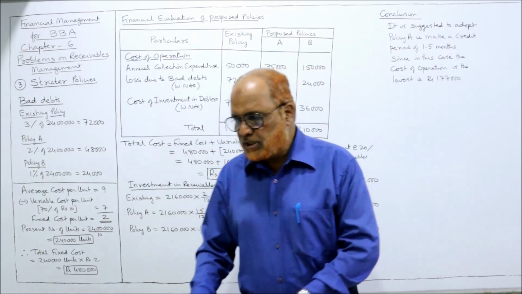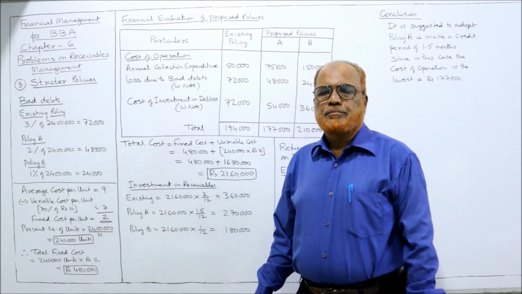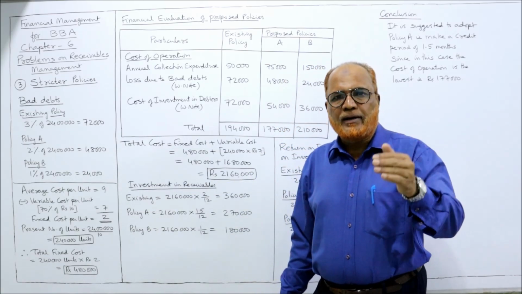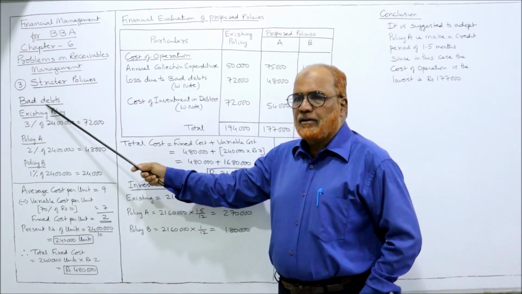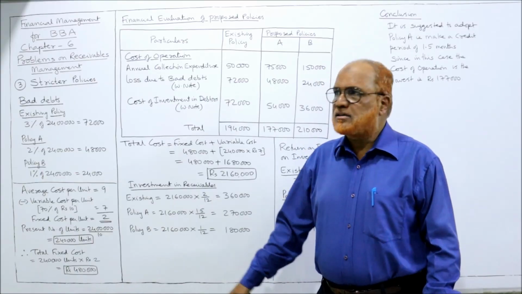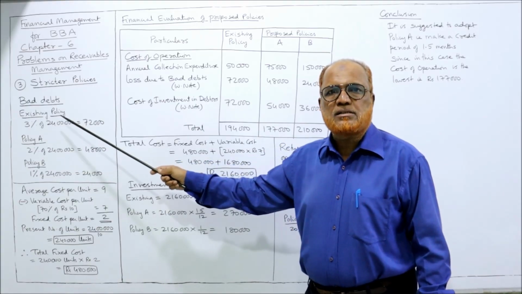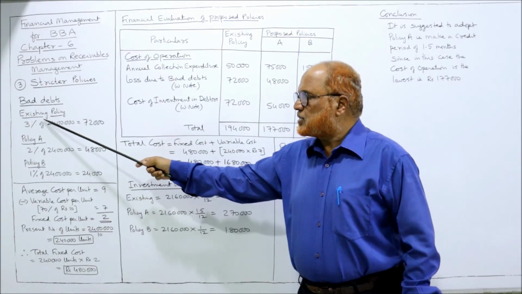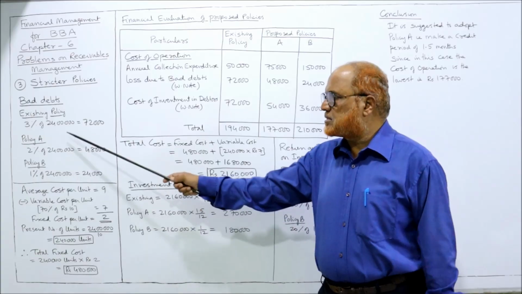Now, how to proceed? Now I am going to show. Stricter policy, because we are making it strict. Presently 2 months, we want to reduce it to 1.5 or 1 month. Then the existing policy, bad debts. We are calculating bad debts. Presently the rate of bad debts is 3%. 3% of what? Total sales. Total sales are 24 lakh. So 3% of 24 lakh, 72,000 is the bad debts.